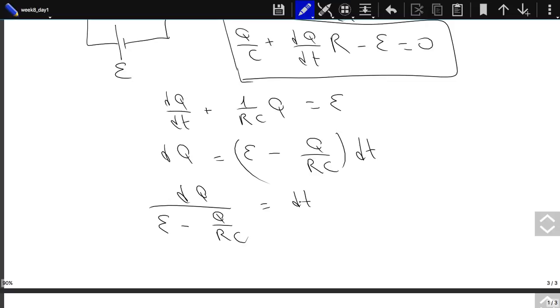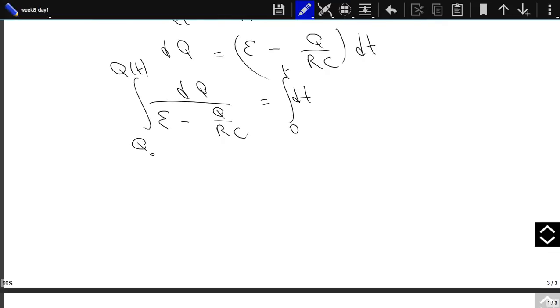If this relation holds for any time, I can just sum all these changes from some initial time to some final time. But that sum is nothing but what we call the integral. So let's start from t equal to 0 up to a final time, let's call it t. And as time goes from 0 to t, the charge starts from some initial charge, q0, up to a final charge, q at the time t. So we are just summing both sides from some initial value to some final value.